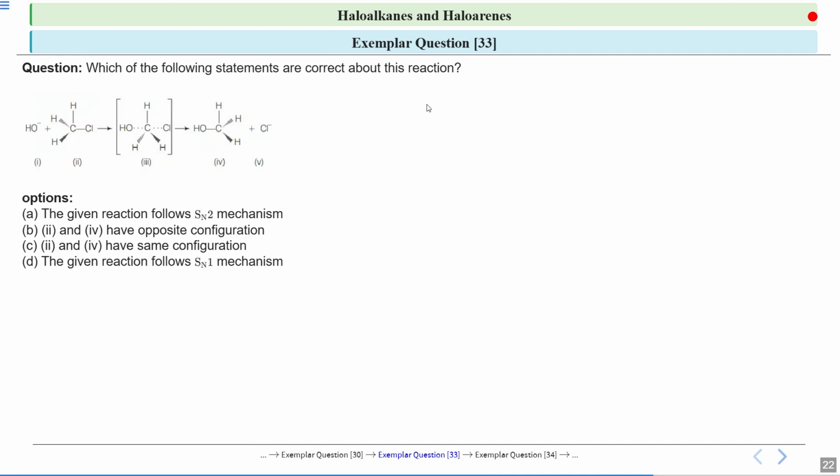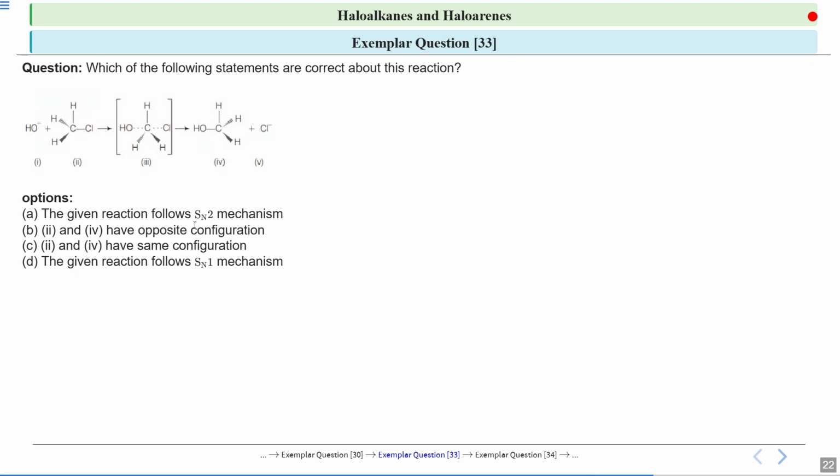Let's see our next question, exemplar question 33. The question is: which of the following statements are correct about this reaction? We are given a picture of this reaction where the first is the hydroxyl ion, which is the nucleophile. Second is methyl chloride. Third is the transition state representation. Fourth is our final product, an alcohol, methanol. And fifth is the chloride ion, the leaving group.